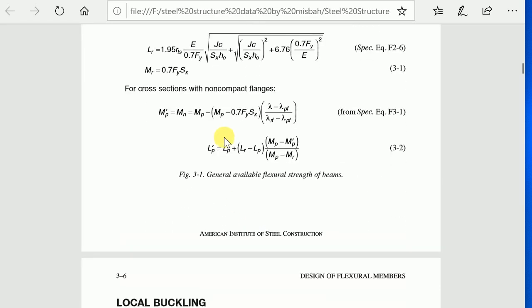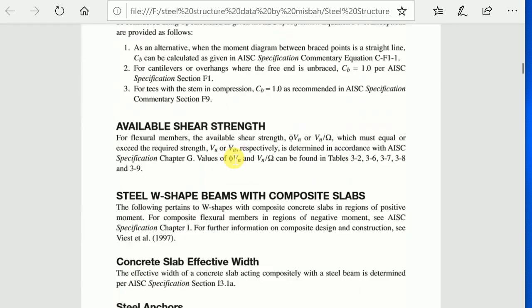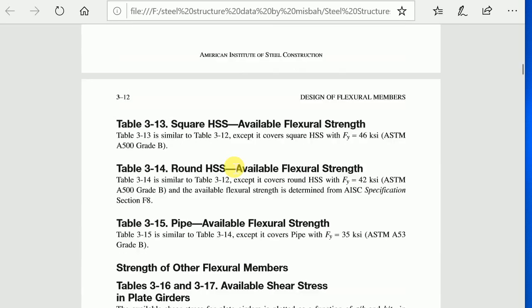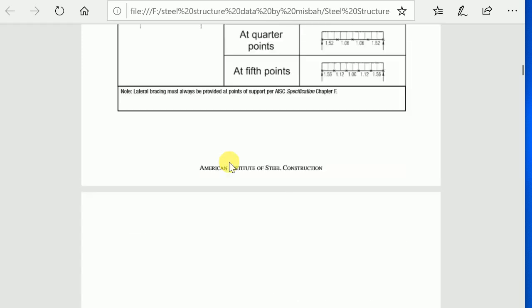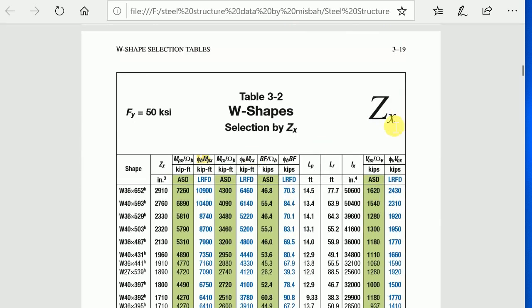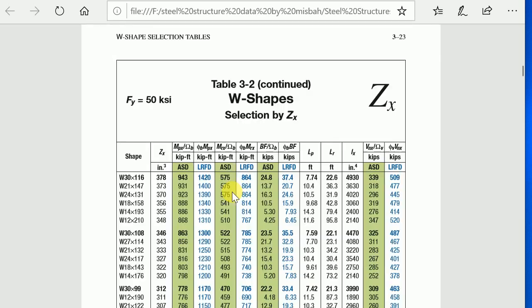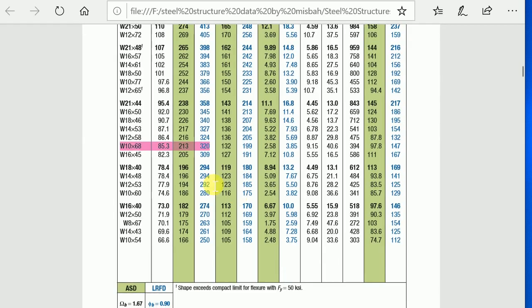Okay, now we will do the same example by using the AISC manual. To do this, we have to come to the ZX table, Table 3-2, and we have to search for the section and find out the design strength. So by just scrolling through the table, you see the W10 section right there, this one. Now you see the small f just above the tab.